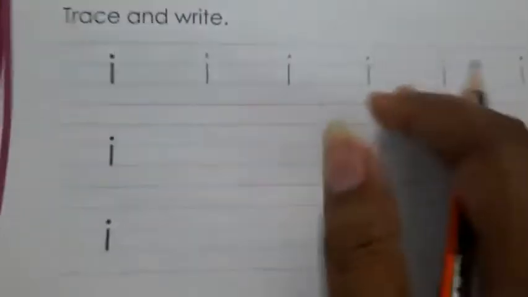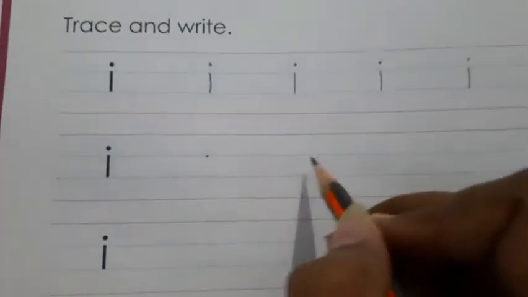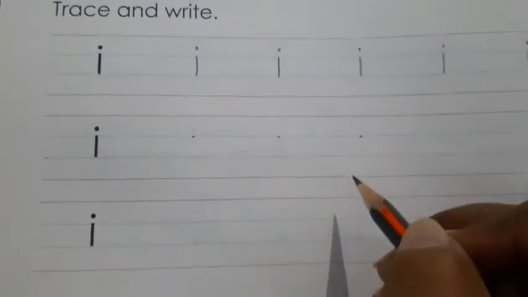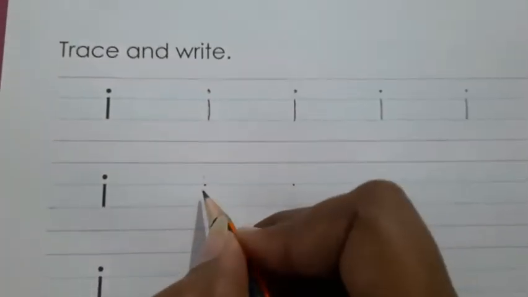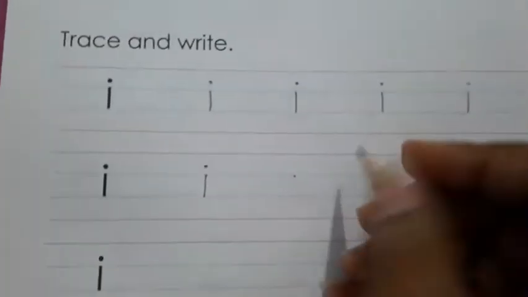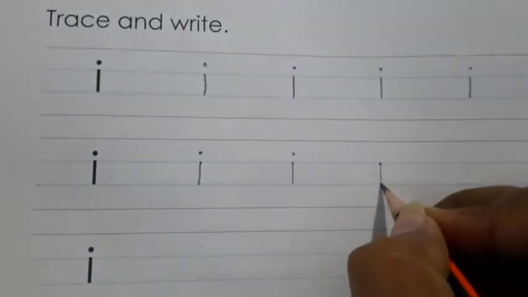Okay, now here no dots are given, so ask your mama to put dots on the blue line like this. Okay, if you are able to write without dots, then no need to put dots, you can do it without dots. Like this, a standing line and one dot. And speak with me, I-E, iguana. I-E, ice cream.